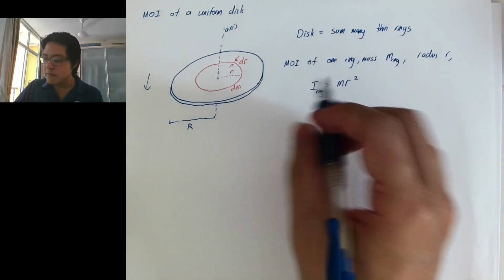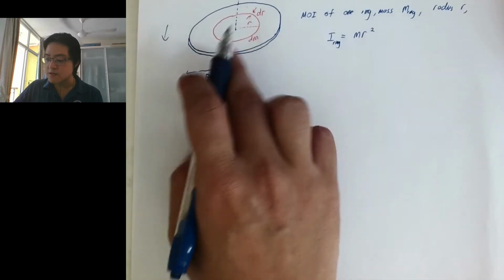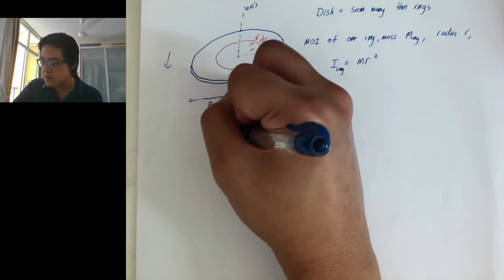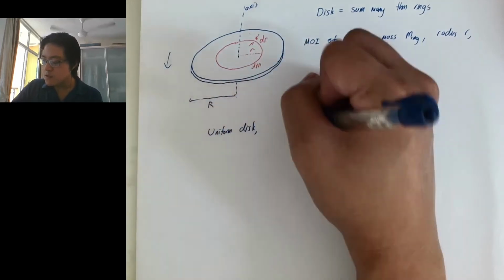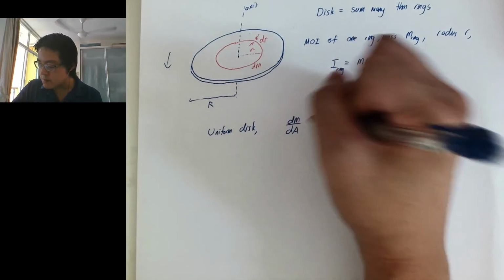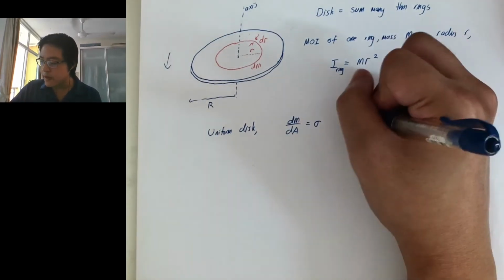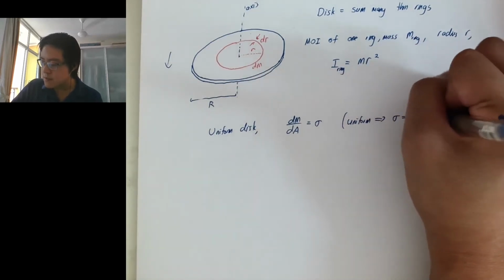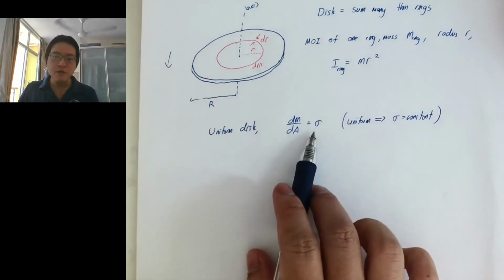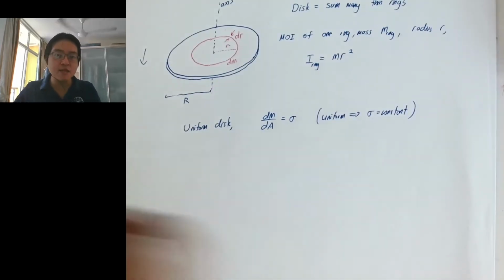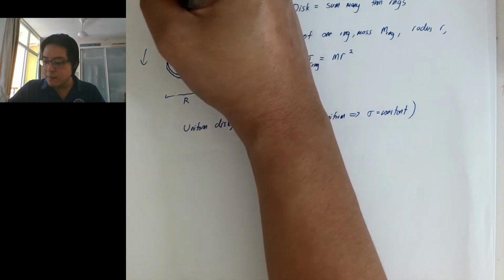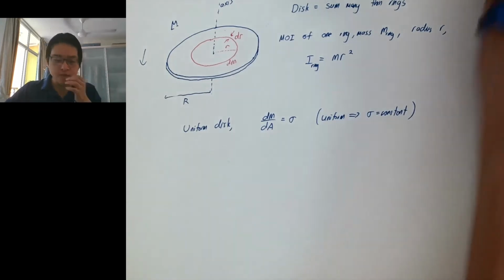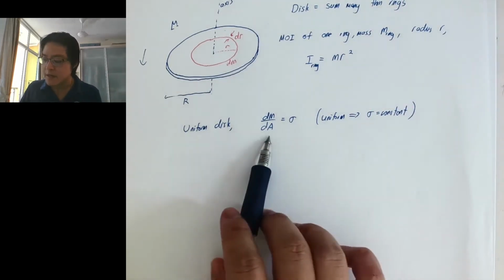And let us try to express, so this is for the ring. Now let's talk about the disk itself. So this is a uniform disk, which is to say that the mass per area is sigma, and if it is uniform, it just means that sigma is a constant. Again, maybe you can guess the answer already: sigma is just the total mass over the total area, which is big M over pi r squared. But since we want to practice calculus, let me just show the calculation clearly, step by step.